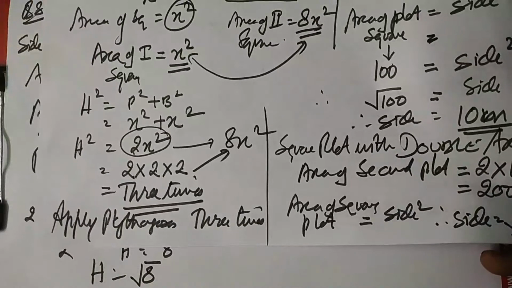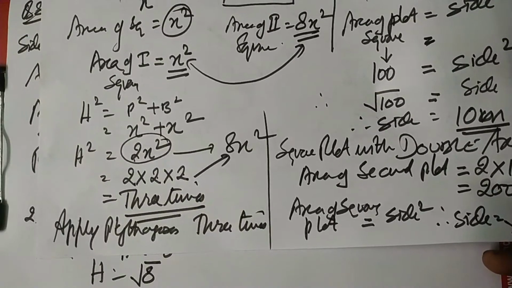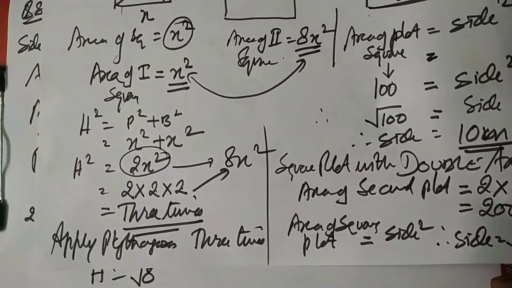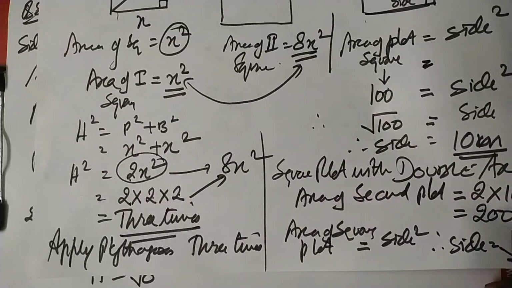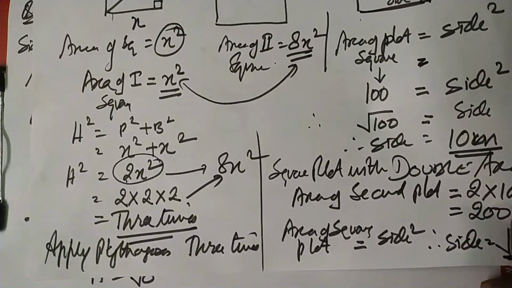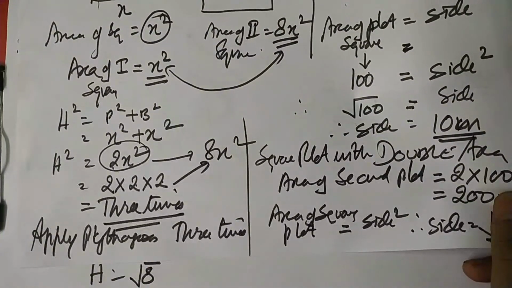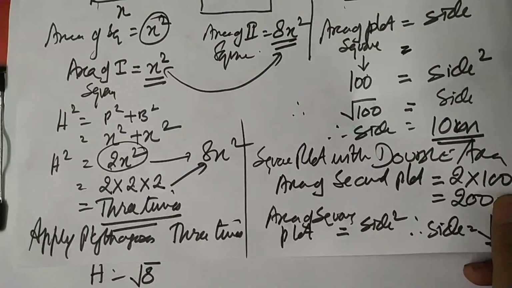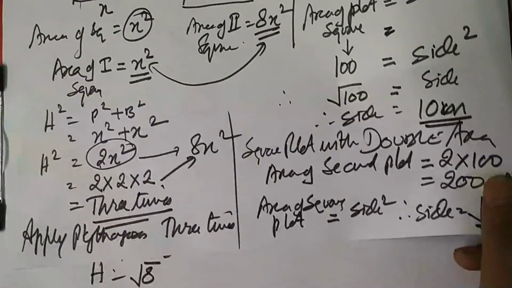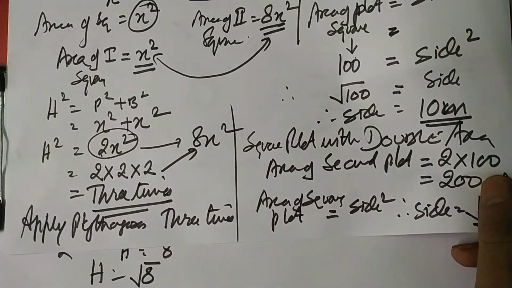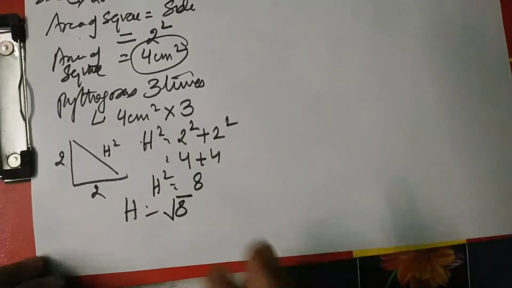Yes, it was here. 4 centimeter doubled 3 times. How did it come to 32? It is the opposite of this, which we did 3 times and then that. So you just have to write the answer that it is 32.